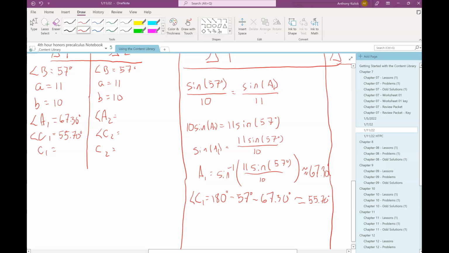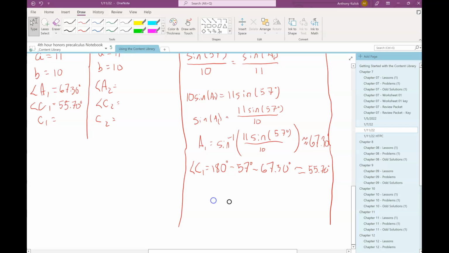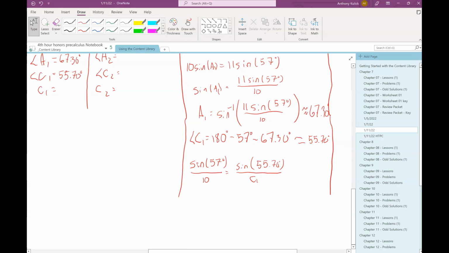So far, so good, Mac? Okay. And now that I know angle C, I can solve for side C using the law of sines again. So I'll do sine B over B equals sine of C1 over side C1. So we cross multiply and then divide by sine 57.